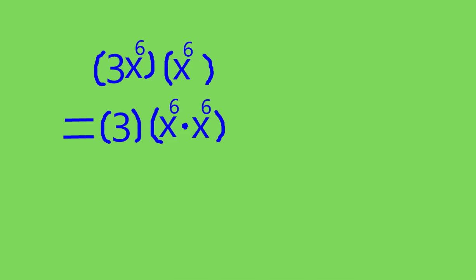So let us solve the x terms in brackets first. We want to add the powers and keep the base. 6 plus 6 equals 12. So we are left with 3 times x raised to the power of 12.